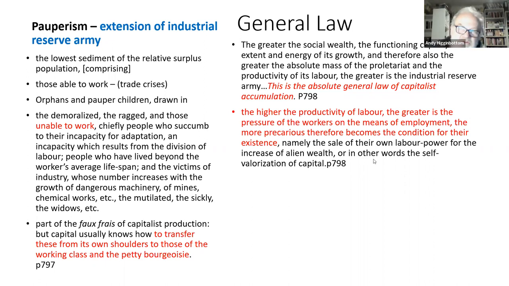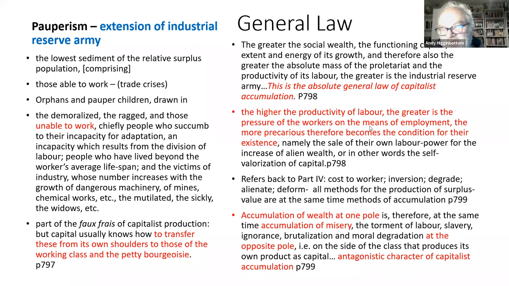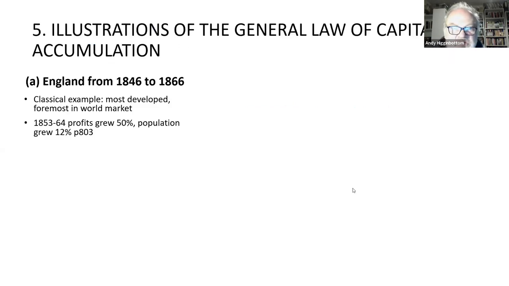So what is Marx's general law? Marx's general law is that the higher the productivity of labor, the greater is the pressure of the workers on the means of employment, the more precarious, therefore, become the conditions for their existence, and this generates an industrial reserve army. Okay, this is a paragraph, if you like, definition rather than one sentence, right? And of course, overall, what we've got is the accumulation of wealth at one pole and the moral degradation and misery at another pole. And so again, he's emphasizing the antagonistic character of capital accumulation.